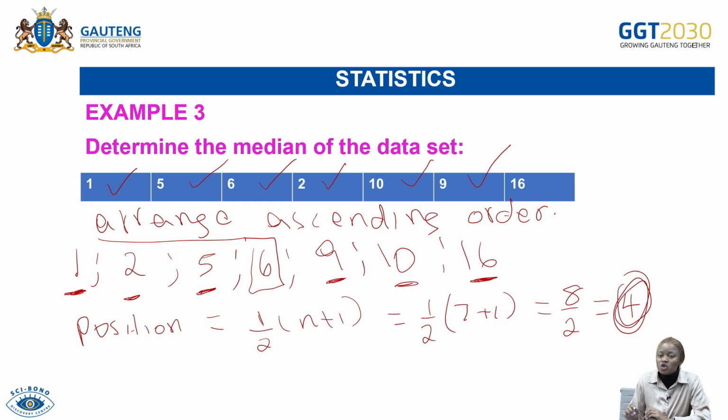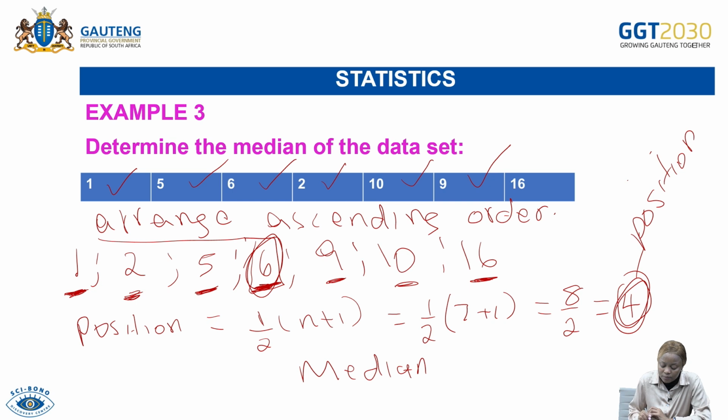This 4 is not the median, but it is the position of the median. It means if I go to my data set in position 4, I'll find my median, right? Okay, so I go to my data set, I've got position 1, I am getting 1. In position 2, I am getting 2. In position 3, I am getting 5. And then in position 4, I am getting the 6. So it means your median is given as 6, right? Because it's in position number 4. I hope you got that one.